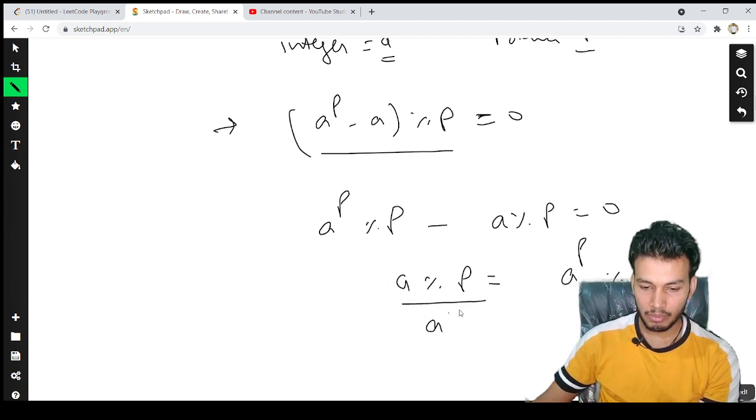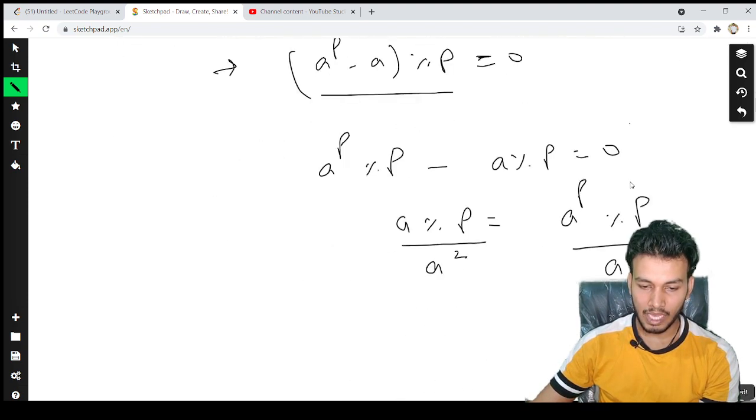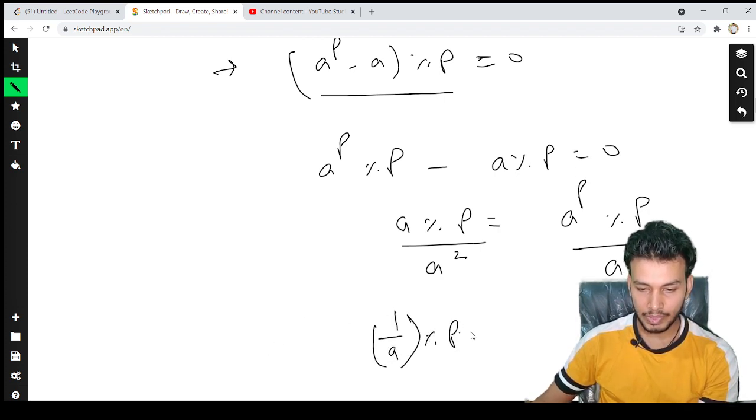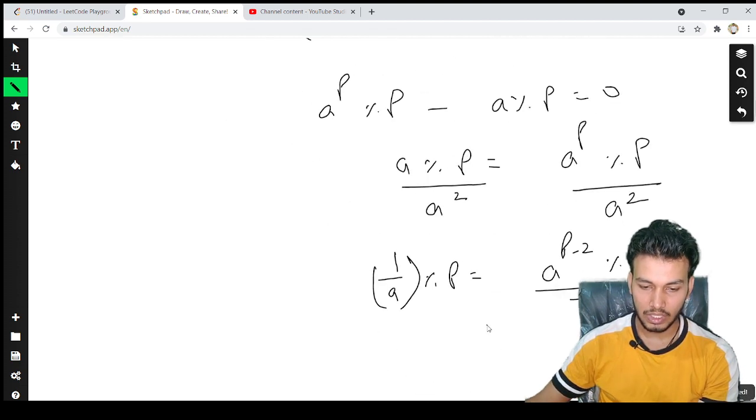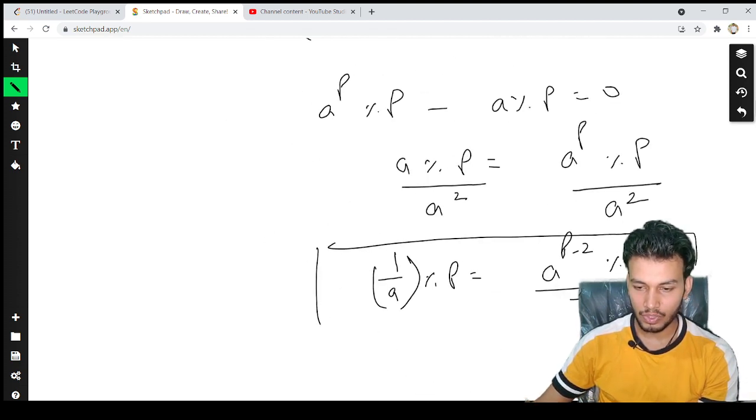So let's divide it by a squared on both sides, right? Now what will happen? It will be equivalent to 1 upon a mod p, and this thing will be a raised to power p minus 2 mod p, right? So this will be useful for us. Let's say this is equation 1.